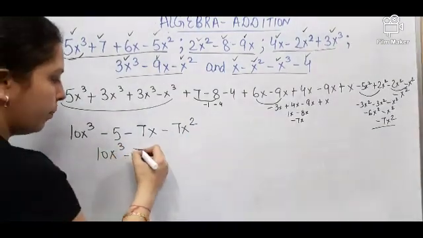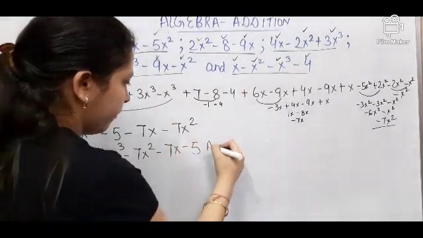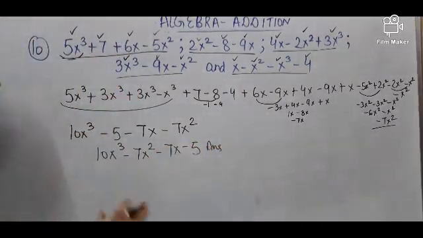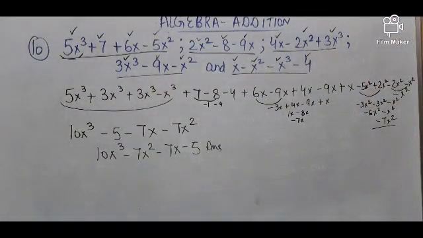Okay, minus 7x square. Now write according to their power. So first x cube, then minus 7x square, then minus 7x, then minus 5. As you can see, we all have unlike terms here, so we cannot perform any operation. So this is our answer. I hope the question is very well clear to you.